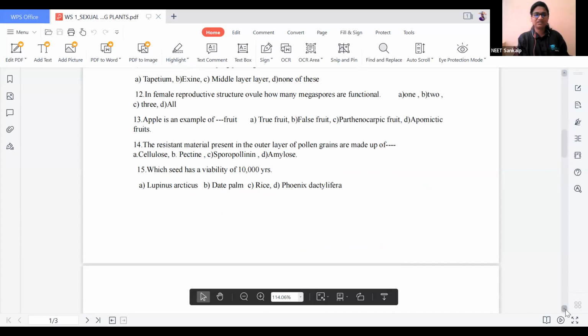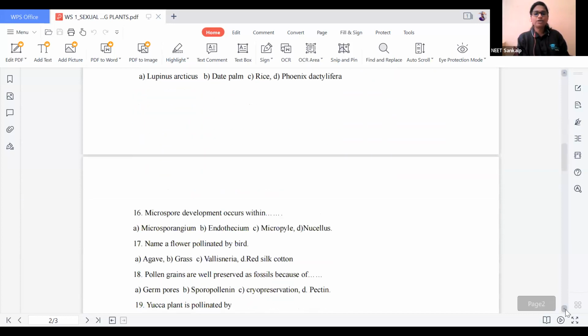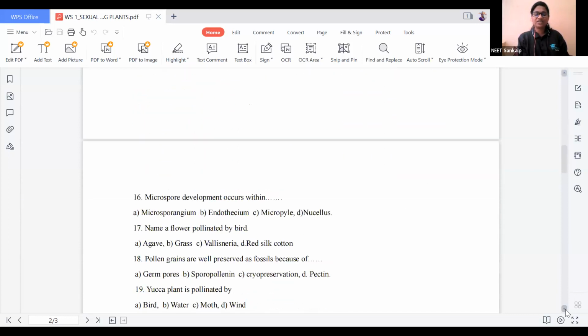Let us proceed further. 16th question. Microspore development occurs within what? Option A, microsporangium. Option B, endothecium. Option C, micropyle. Option D, nucellus. Okay. Priyanka, Anvita, Jyoti, Radhika, Manju, Komala K, as well as Mahalakshmi and Nagini answered option A, that is microsporangium. Very good, and it is a correct answer.